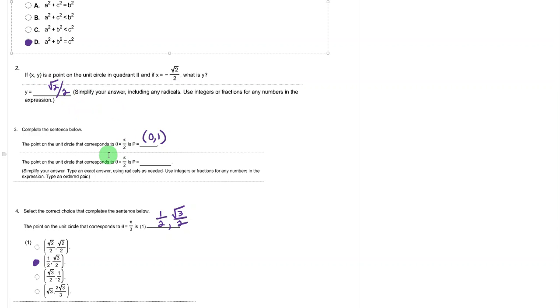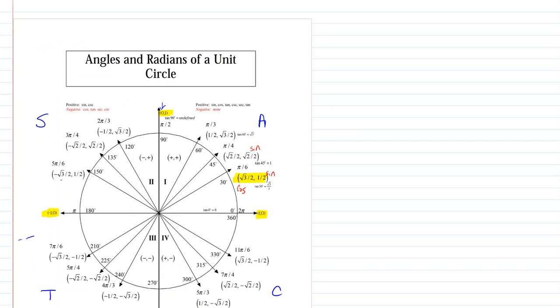The point on the unit circle that corresponds to theta is pi over 2, what's the point? So theta is pi over 2. So if we go back to here, here's pi over 2. The point that is there is 0, 1.